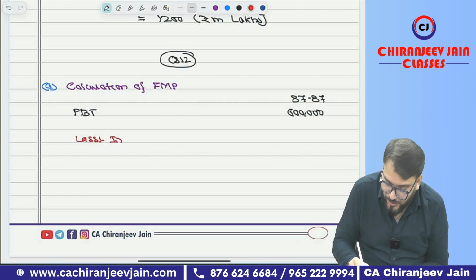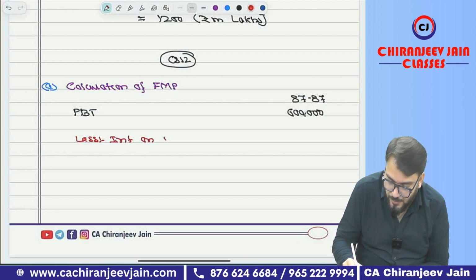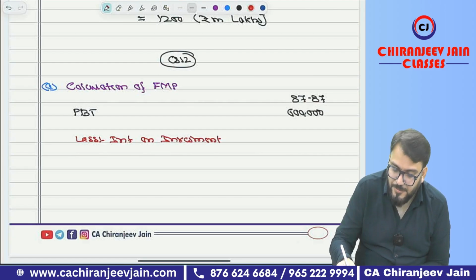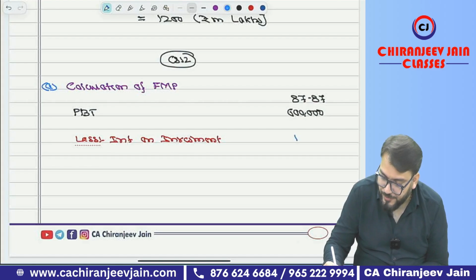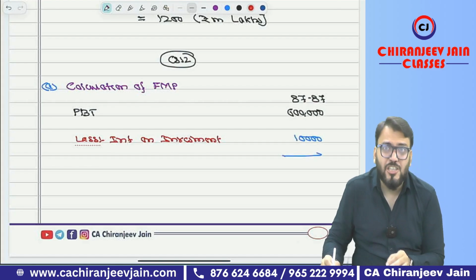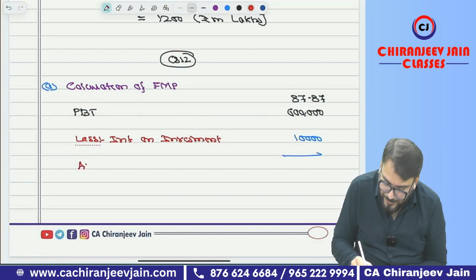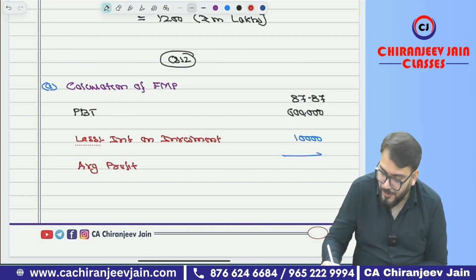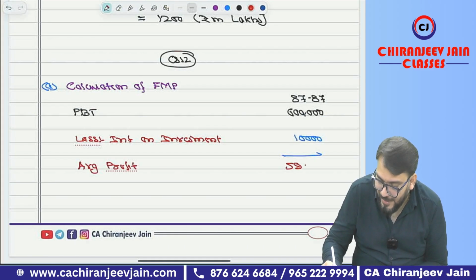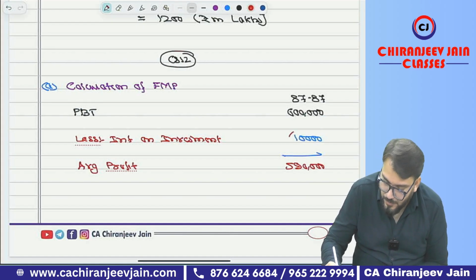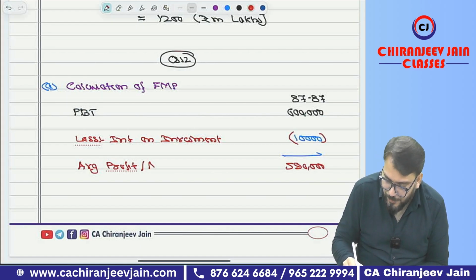There is one item, interest on investment, which means non-operating income. How much? 10,000. So this will be the adjusted profit, which means this will be the average profit. How much? 5,90,000. Average, or you can say adjusted profit.